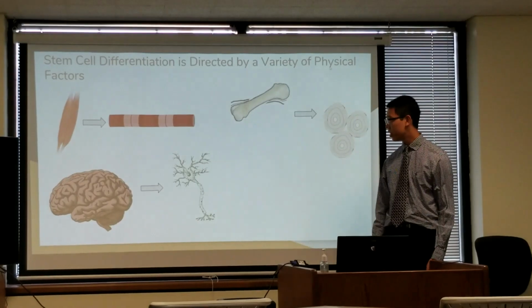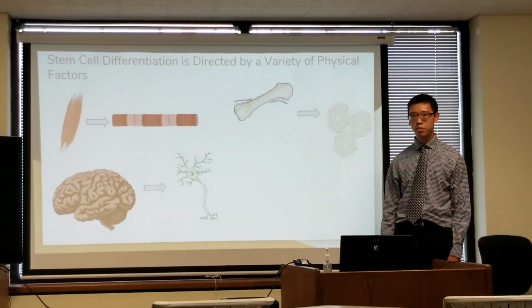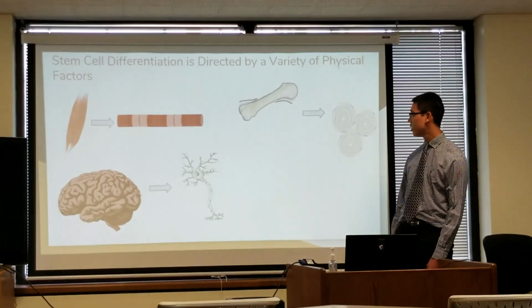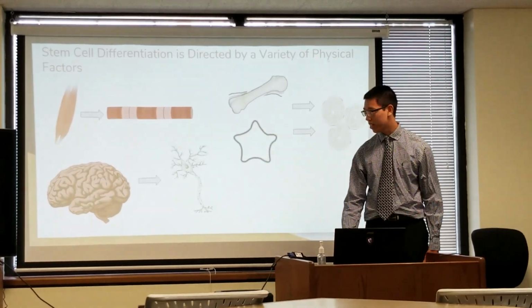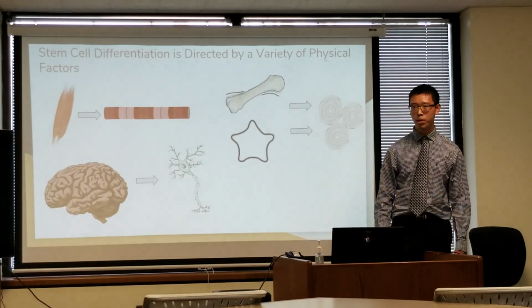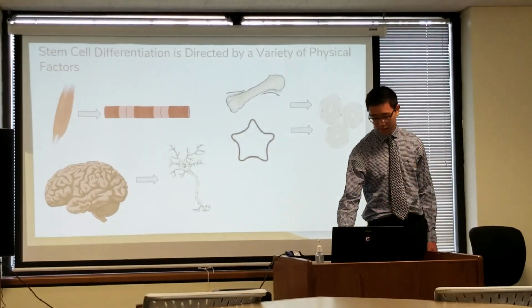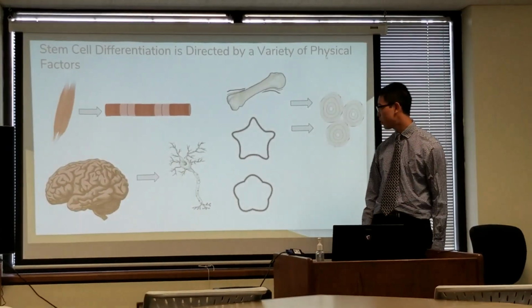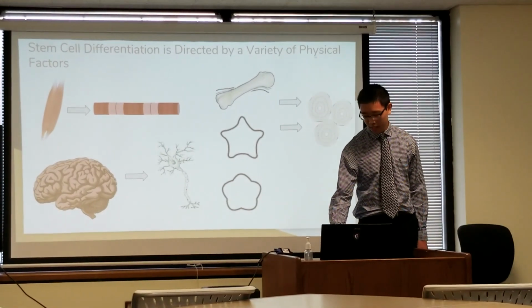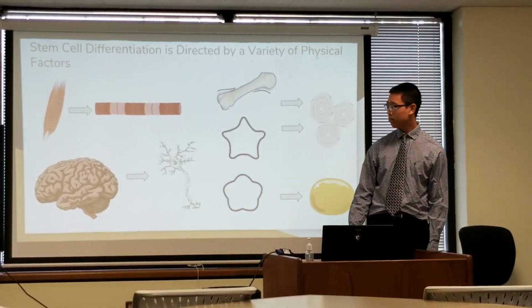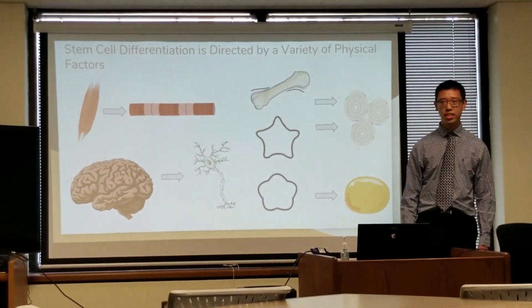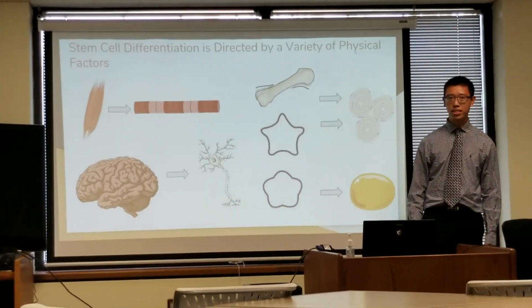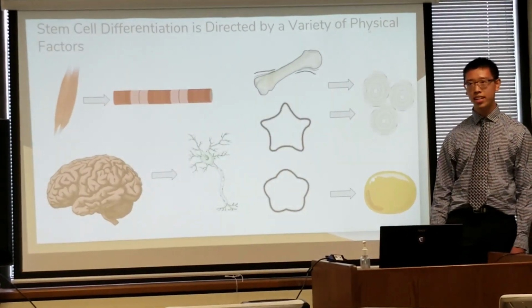But even more interestingly, the shape that the cell is patterned into also affects what they differentiate into. So if you have a cell that's shaped like a star, then they'll also become bone cells. And if you have a cell that's shaped like a flower, then they will become lipid cells. And this is all very interesting because it shows that cells can sense what type of material they're placed on, but we still don't know how exactly they do that.